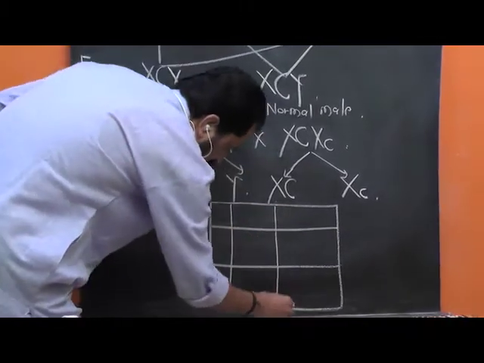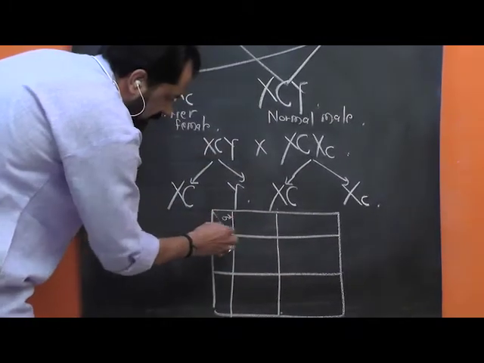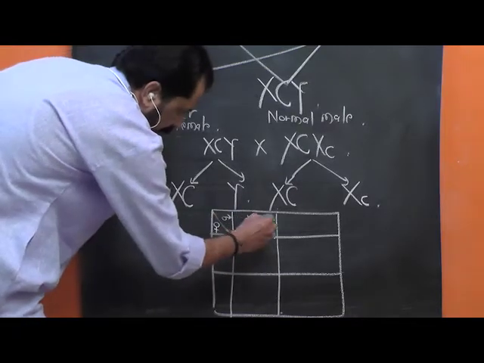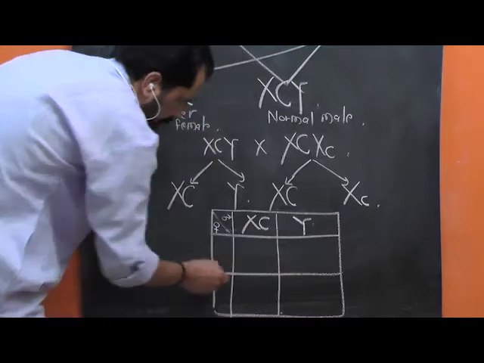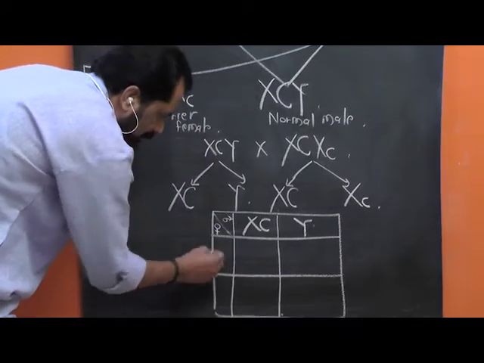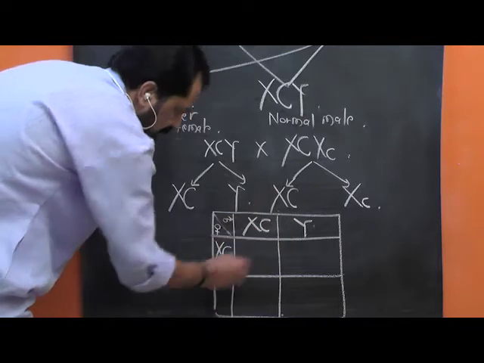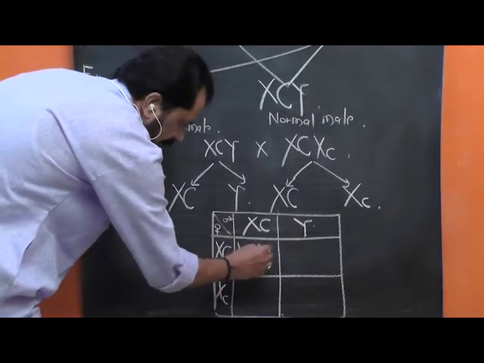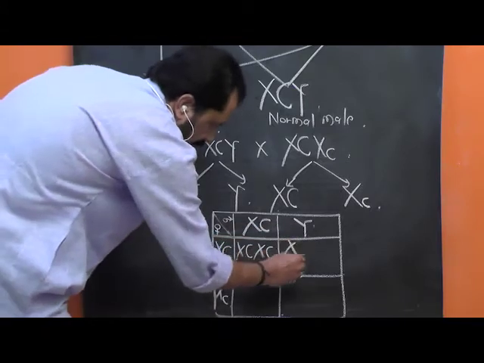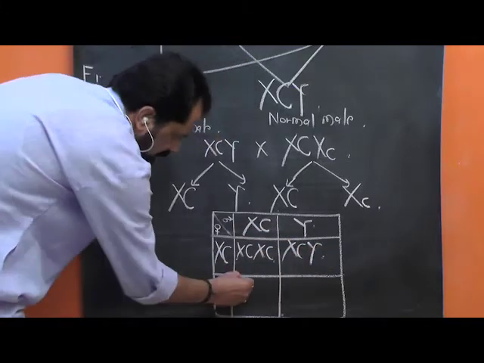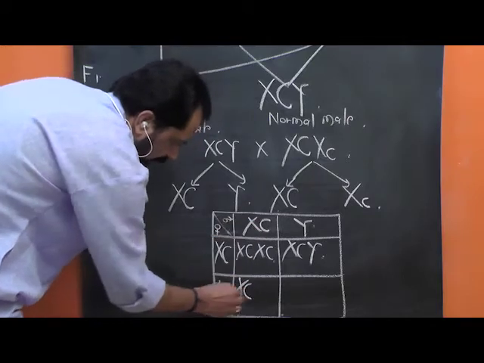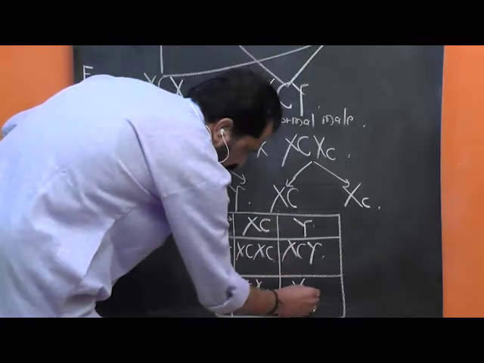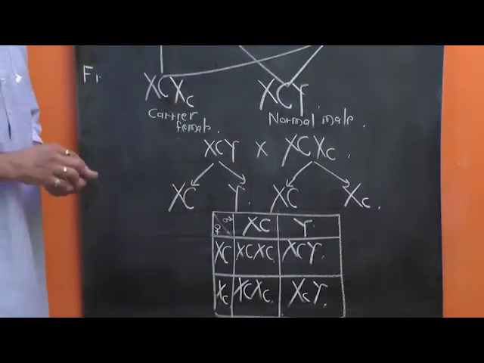Here I have prepared the Punnett square, male gametes, female gametes. Let us write the male gametes at the top, X capital C, Y, and female gametes along the left side, X capital C, X small c. X capital C X capital C, X capital C Y, X capital C X small c, and finally X small c Y. Phenotype.